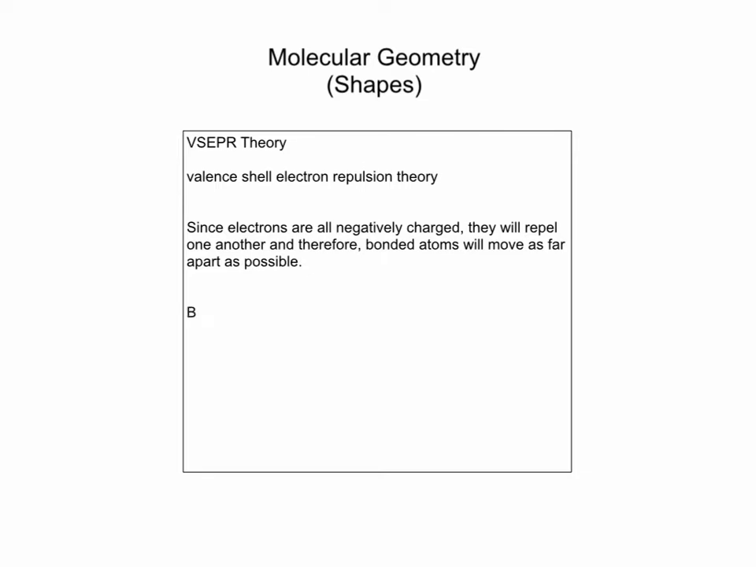Remember that bonds, or covalent bonds, are made of two electrons, and therefore bonds repel each other as well. So the easiest way to see this is to look at an example Lewis structure. I'll draw the Lewis structure for ammonia, NH3.